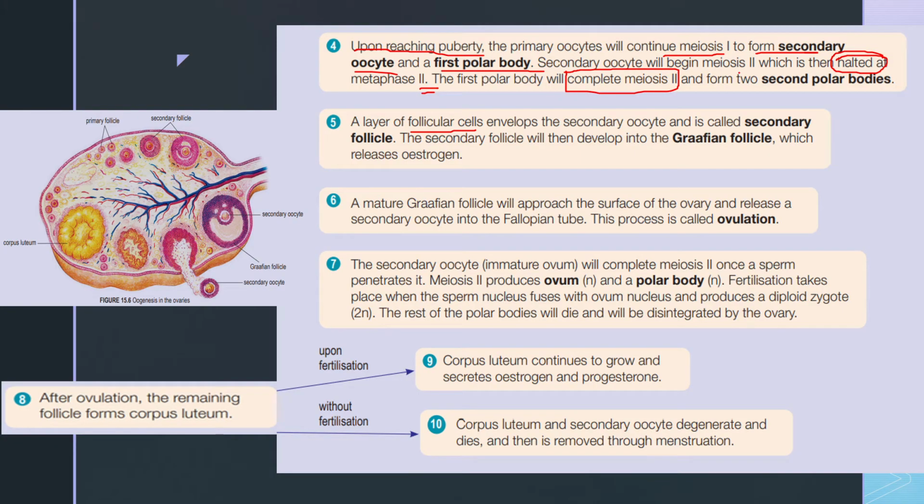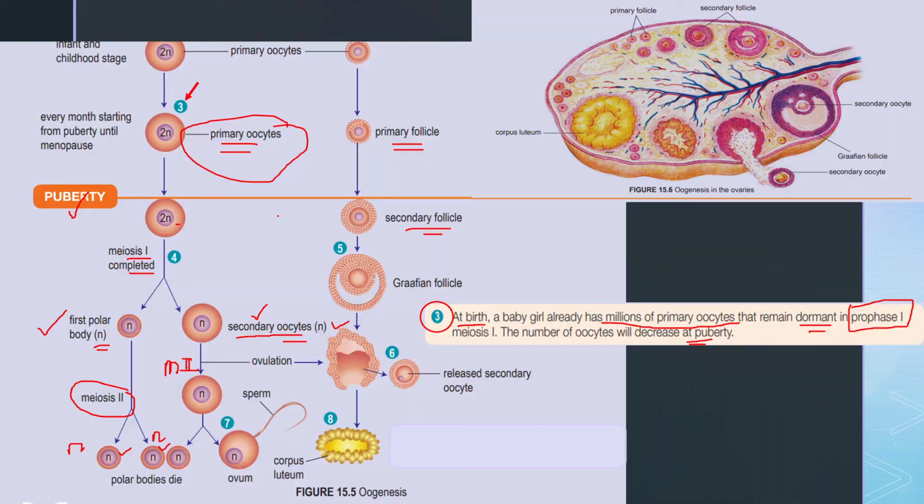Okay, we get to see that it is now called the secondary follicle. Okay, the secondary follicle continues to develop, and then there's another term that we use. Now we call it the Graafian follicle. So you can see here, as it continues to develop, it becomes the Graafian follicle.